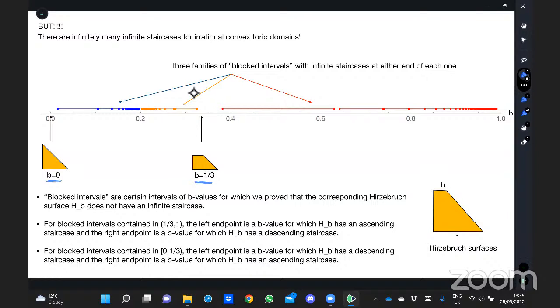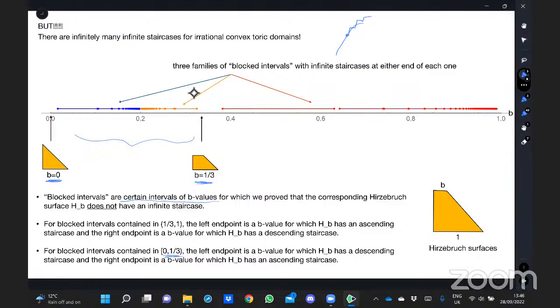So we find 3 families of blocked intervals, which are intervals of b values for which that Hirzebruch surface cannot possibly have an infinite staircase. And then on either side of those intervals, for the corresponding b, you do have an infinite staircase. For some intervals, on this side, in 0 to 1/3, on the left endpoint, you have a descending staircase, which we had never seen before. So the staircase is going down to the accumulation point instead of going up towards the accumulation point.